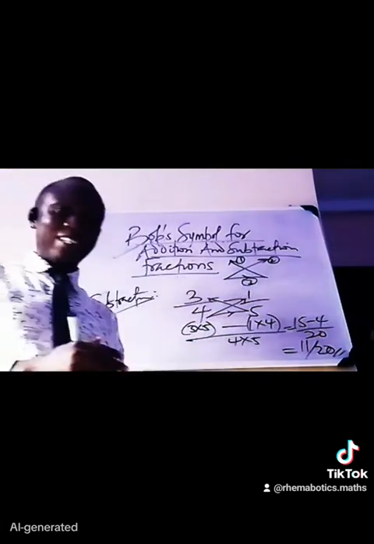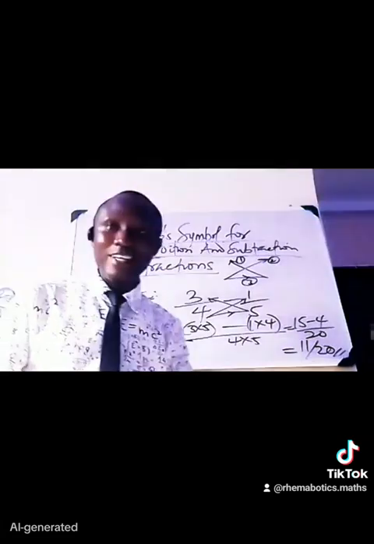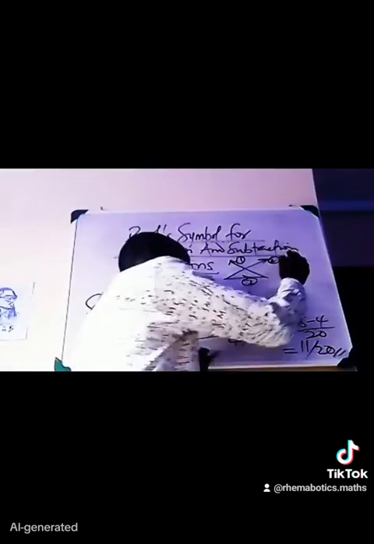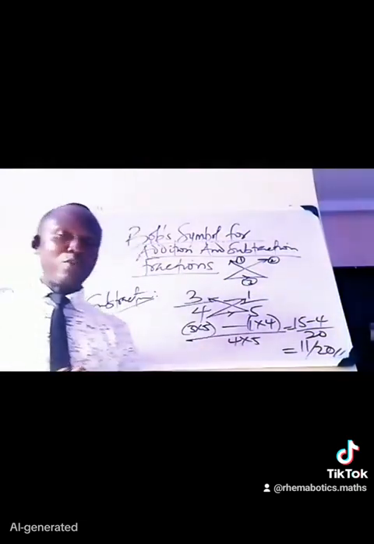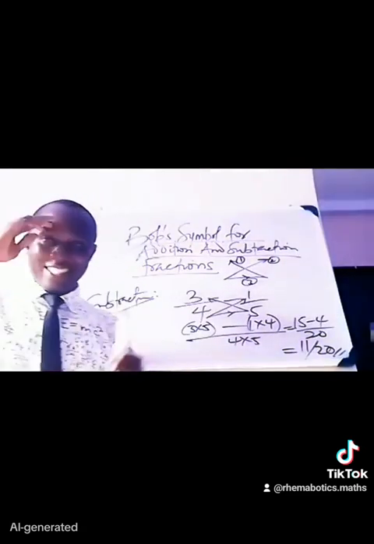So you can see why the numbering is very, very important, and this is why I came up with this symbol. As I said, it's modified. A lot of persons are aware of this one, but I had to modify it to this point, and that's why I called it the Bob symbol. So thank you so much for being part of today's episode of the Rhemabotics math class, and see you on the next.